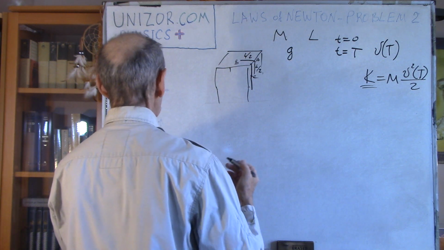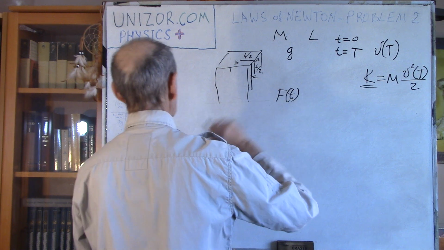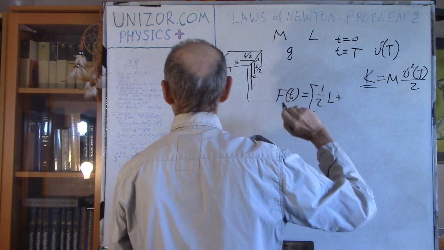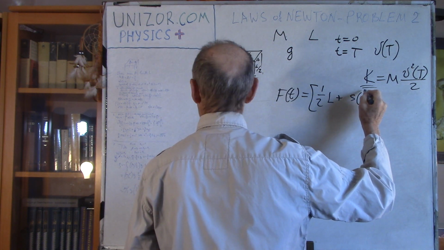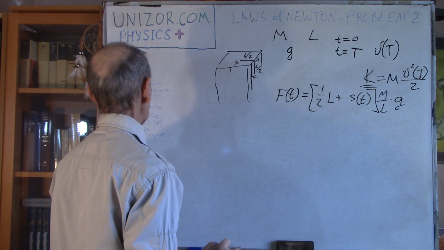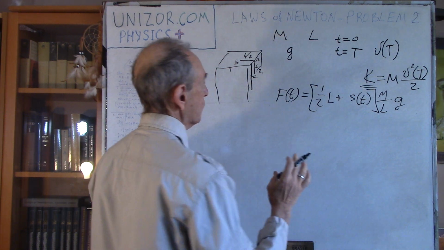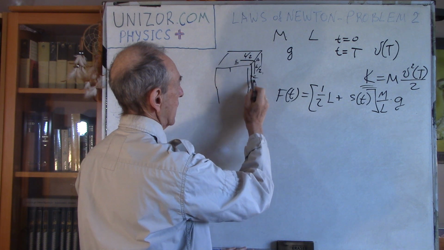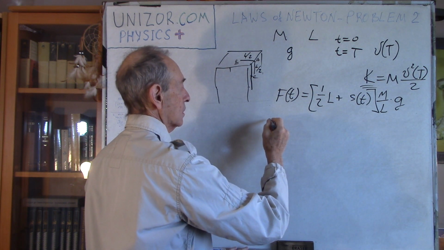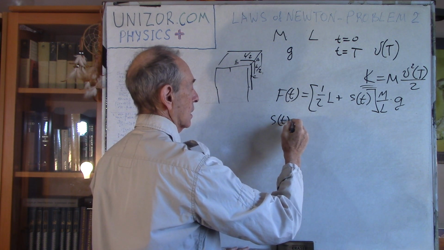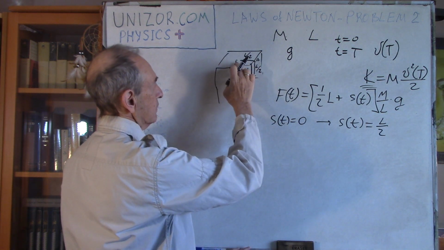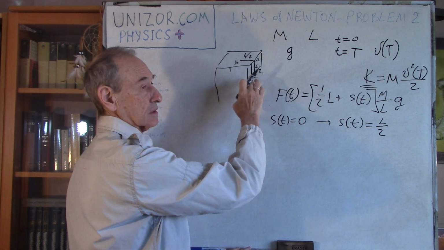How can we do that? Well, again, we know the force. We have already done it: the force is (1/2 L plus s of t) times m over L times g. So that's the force. Now this force is acting all the time while the chain is sliding down, so it's applied from s of t equals 0 to s of t equals L over 2. Whenever it slides by L over 2, that's the end of the experiment.